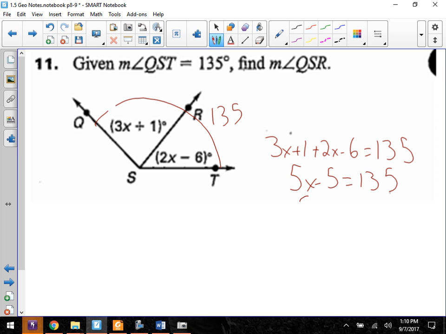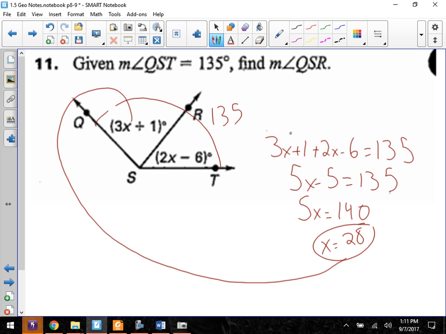Add 5, and divide it out. Let's see, what is that? 28? Did it say solve for x or solve for an angle? An angle. So I have to go back and substitute in for QSR and substitute it. Okay.